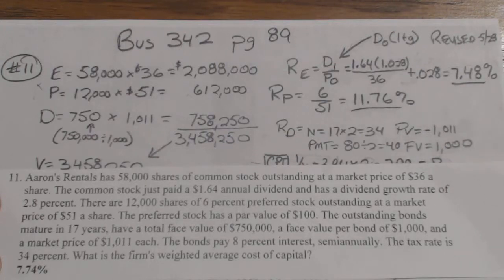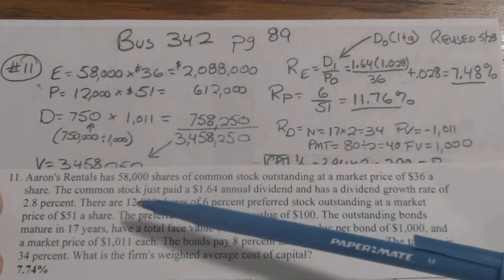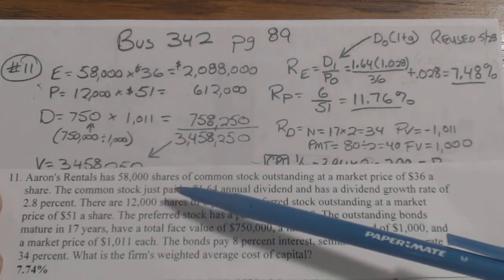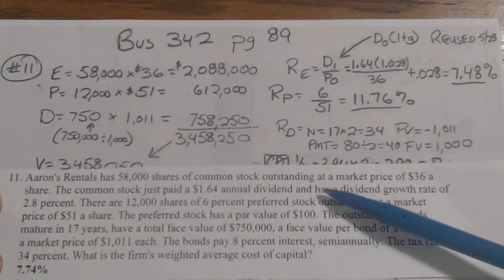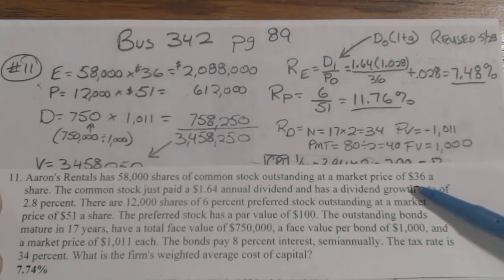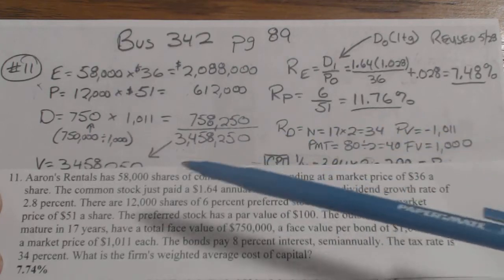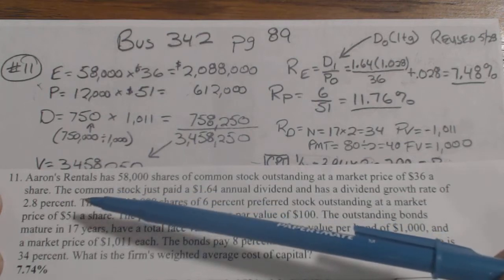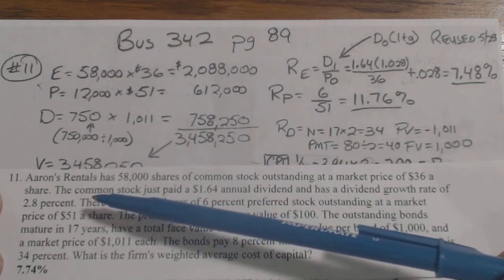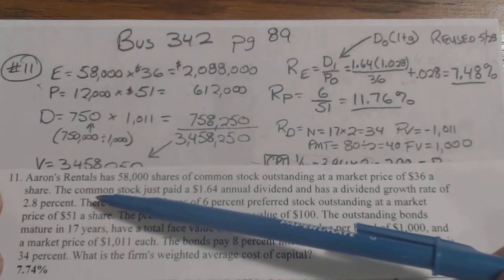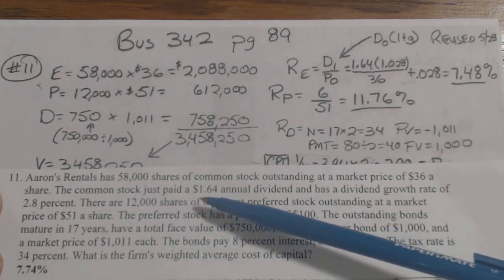Okay, this is Business 342, homework page 89, problem number 11. Aaron's Rentals has 58,000 shares of common stock outstanding at a market price of 36 bucks a share. Remember, you need the current price of everything to figure out the market value and then the total value of everything together. The common stock just paid.